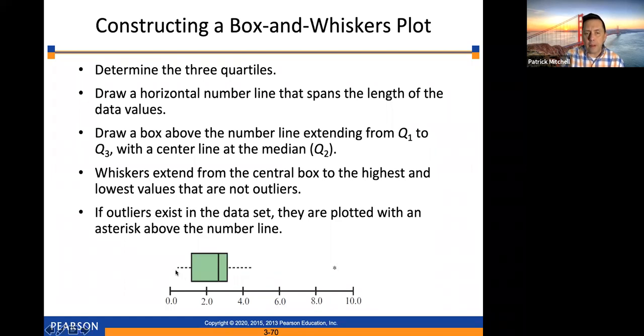So in this example, it looks like our data ranges from about maybe 0.6 up to about 4.5. It looks like Q1 is about 1, Q3 is about 3, and I'd say the median is about 2.5. It looks like the highest value that is not an outlier would be that 4.5, and then you have this very unusually high score at 9. Okay, so that's indicated with a star.